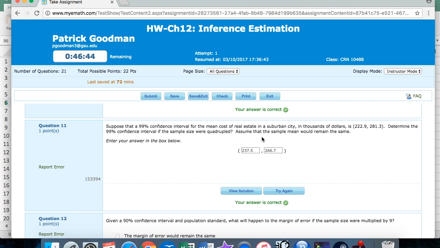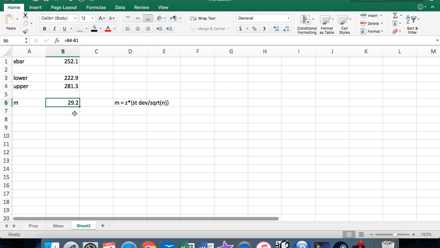So my sample mean remains the same, they say, but my sample size was quadrupled. So I need to find what happens to my m, because the m here in this case doesn't matter. So m equals, your z star doesn't matter, your standard deviation doesn't matter either. You don't need to know this stuff. But then you have the square root. Now, if I am quadrupling my n, I'm doing 4 times n. So this guy goes in our denominator, right?